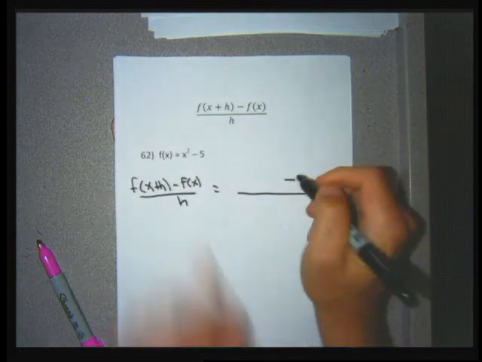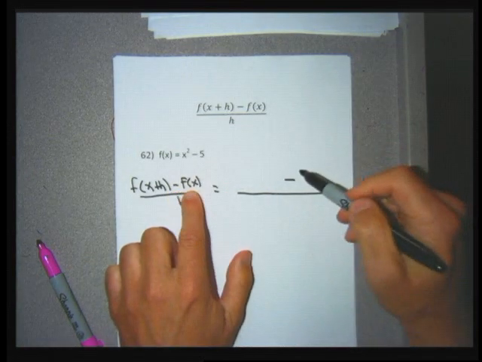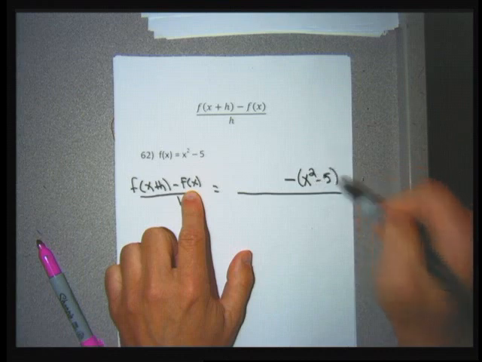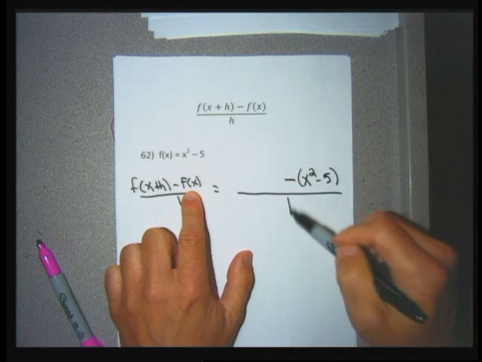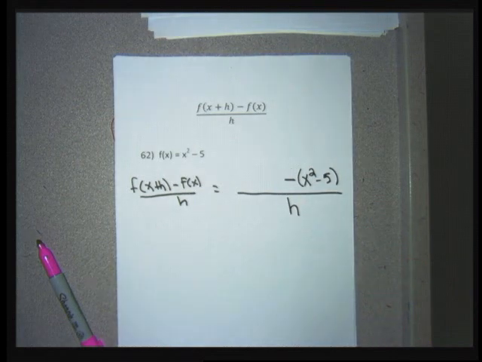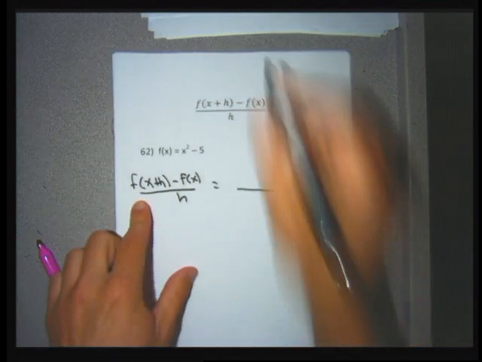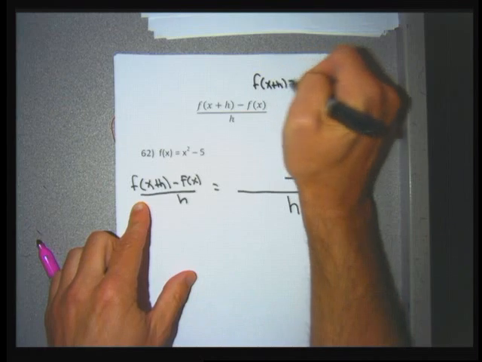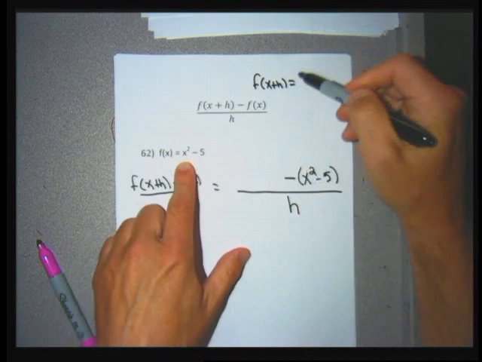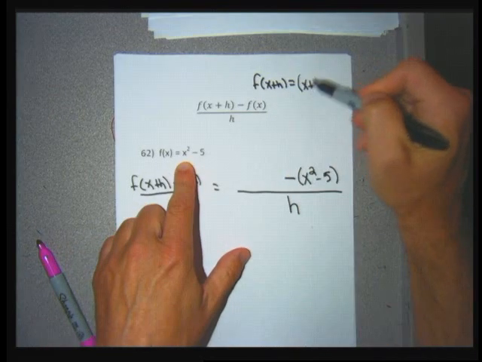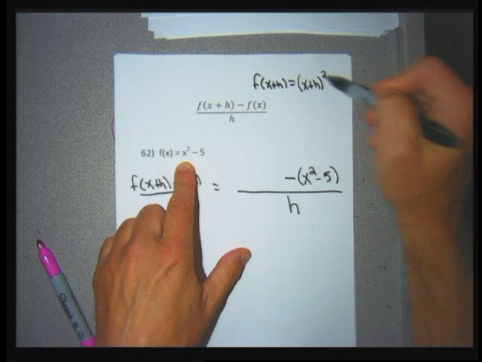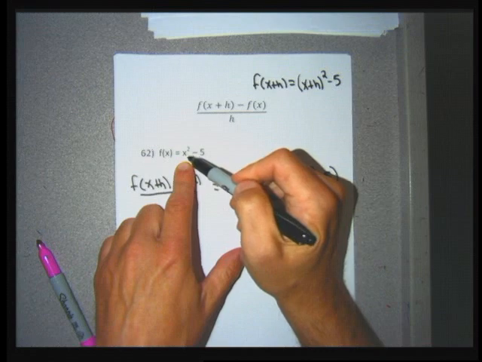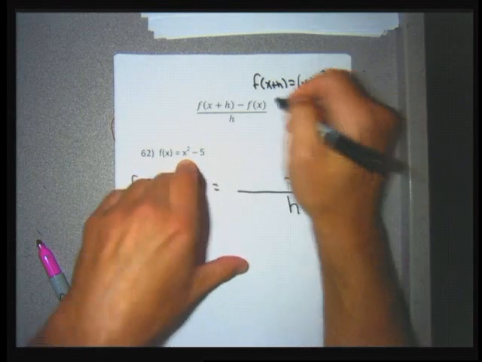The minus sign between the f's isn't going to go away. The f of x can be written as x squared minus 5. And the h in the denominator doesn't have an f, so that's okay. I need to figure out what f of x plus h needs to be changed to. And f of x plus h can be changed to (x plus h) squared minus 5. That's just changing that x to an x plus h. I'm going to simplify this.